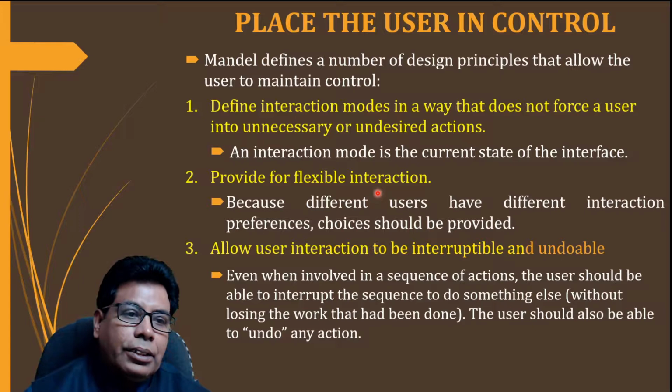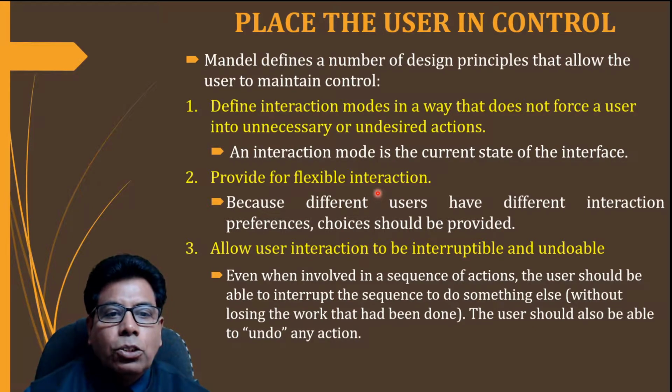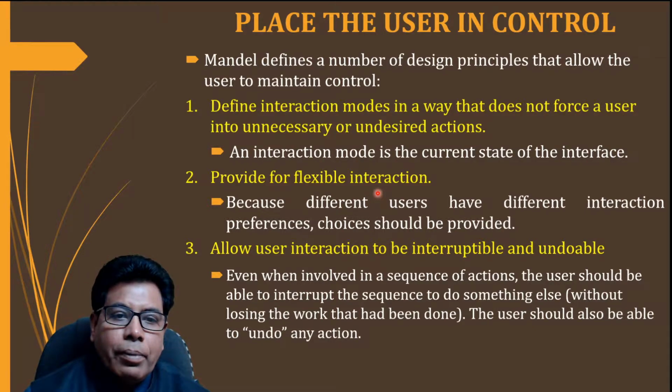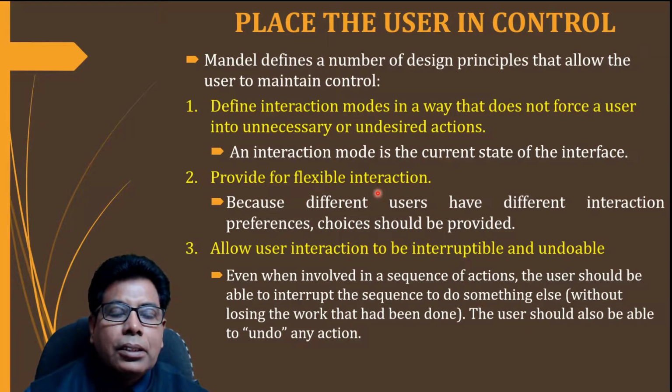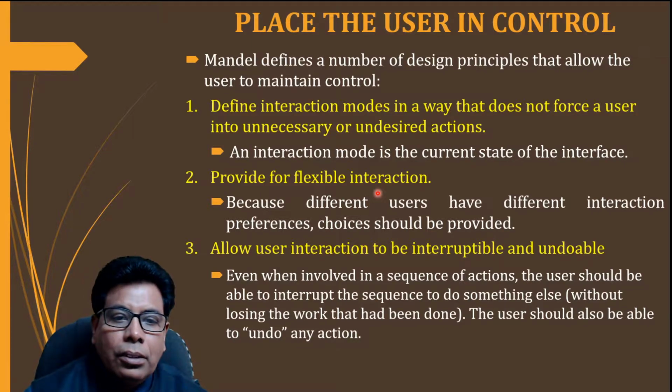Then the third rule says allow user interaction to be interruptible and undoable. That is very important, because if the user is a beginner, whatever command he has given, it should be undoable. Even when involved in a sequence of actions, the user should be able to interrupt the sequence to do something else without losing the work that he had done. So the user should also be able to undo any action.